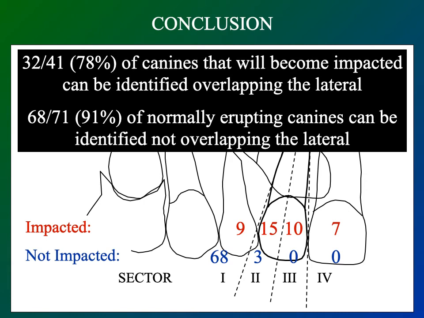They found that 78% of canines that will become impacted can be identified by overlapping lateral incisors. So if a canine overlaps the lateral incisor, in other words, if it's in sector 2, 3, or 4, you can predict 78% of those will become impacted. And 91% of normally erupted canines can be identified by not overlapping lateral incisors. So if it's in sector 1, there's a 91% chance that it will erupt, it won't be impacted. And if it's in sector 2, 3, or 4, there's a 78% chance that it will become impacted. This is a very good way of predicting the prognosis.